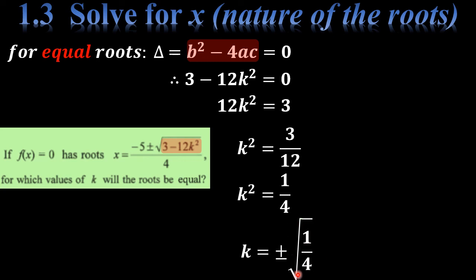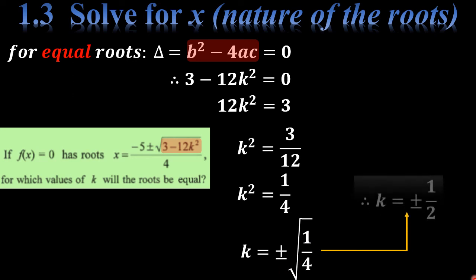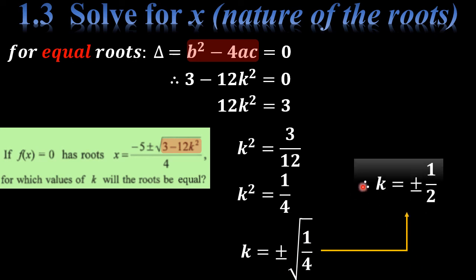And remember, according to the laws of exponents, the square root of a divided by b is the same as the square root of the numerator divided by the square root of the denominator. So this square root is for the numerator and is also for the denominator. Therefore, the square root of 1 is 1, the square root of 4 is 2. You can use a calculator as well. Then our answer will be, therefore, k is equal to plus or minus half. So these are the two solutions.